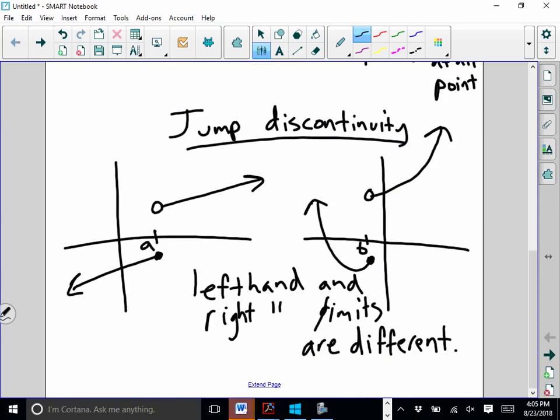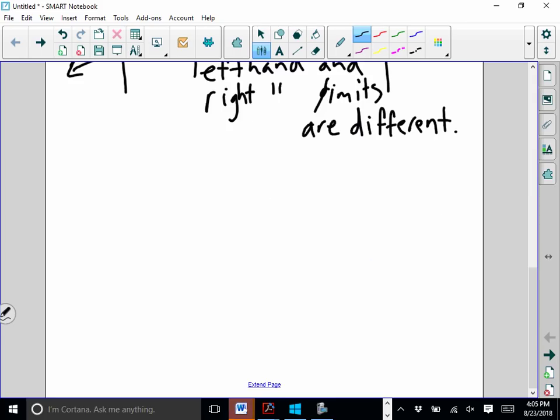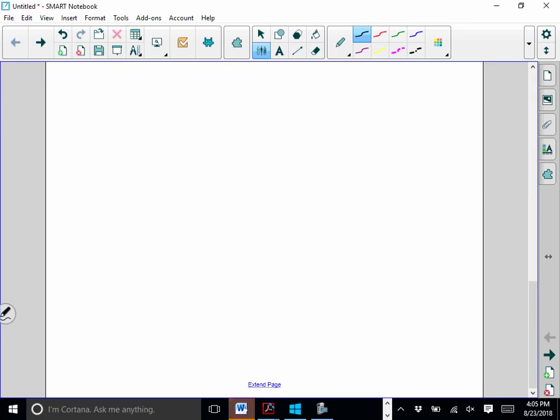There are a couple other discontinuities that are out there, but the last one that we're going to talk about is called an infinite discontinuity. Think about what an infinite discontinuity might look like, and hopefully you'll predict the type of graph I'm going to draw.